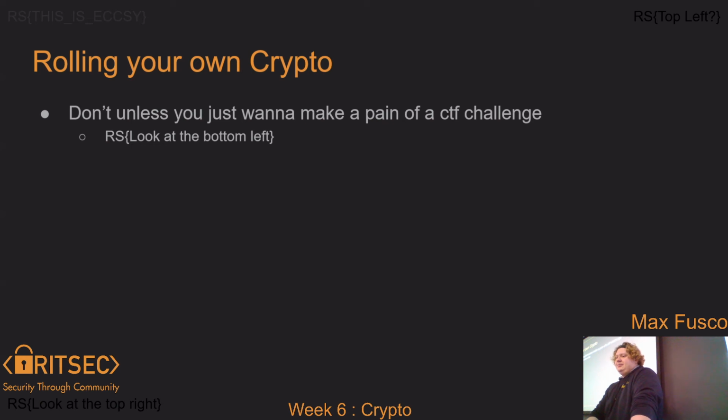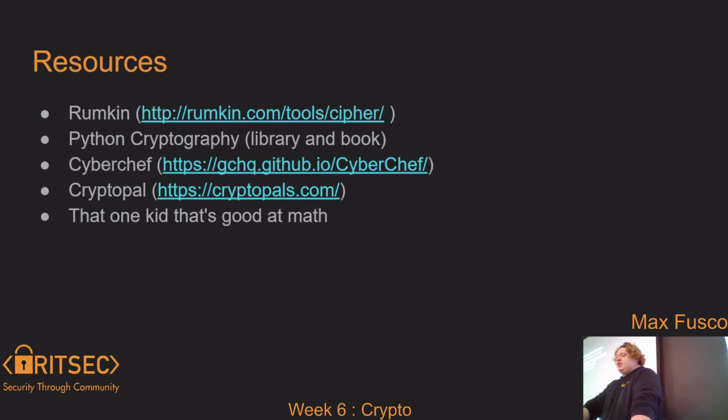So, moving on. Just some general resources. Like I mentioned, Rumkin. That's a giant suite of different tools. Literally absolutely anything for any type of encoding, encryption, and you can put in whatever you want. Python cryptography, PyCrypto, is an amazing module that you can pretty much use in anything. It's really good. CyberChef. On the low level, if I want to experiment with this, CyberChef's always good. CryptoPals. I haven't used this a ton, but I've heard great things about it. And that one kid who's good at math. He's forever going to be the crypto god.